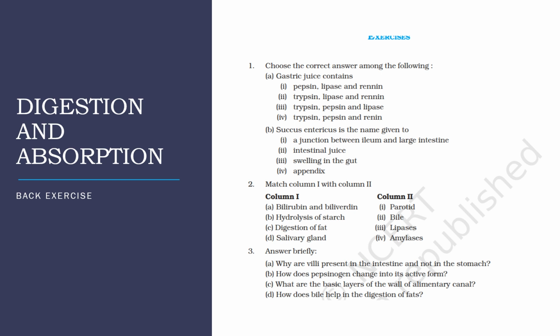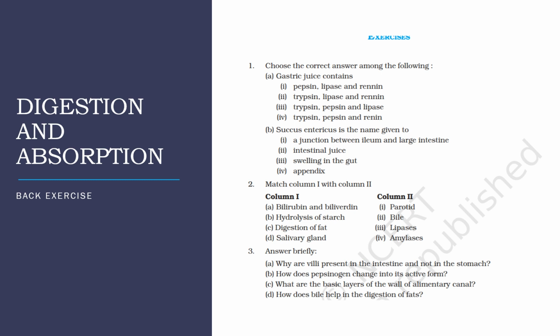Now next is how does pepsinogen change into its active form? Now we all know, as we have done the chapter, pepsinogen is secreted by the gastric glands of the stomach. So pepsinogen is present in inactive state. It is first changed by hydrochloric acid into an active enzyme, and then pepsinogen gets activated into pepsin. Therefore, pepsin hydrolyzes the proteins partially to proteoses or peptones, etc.